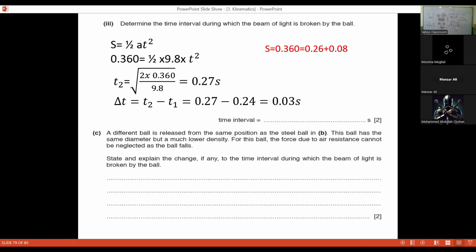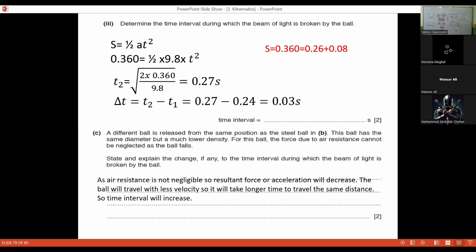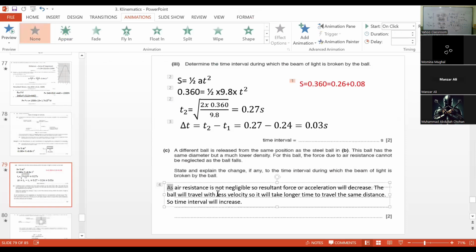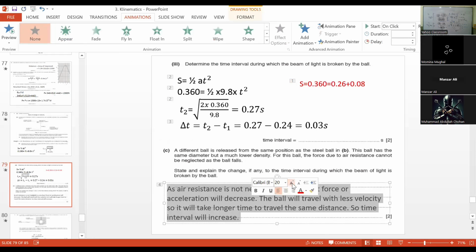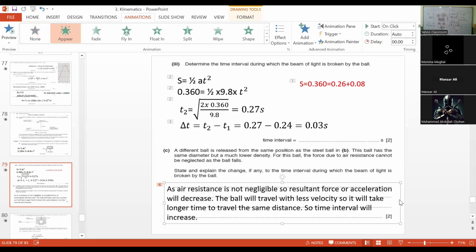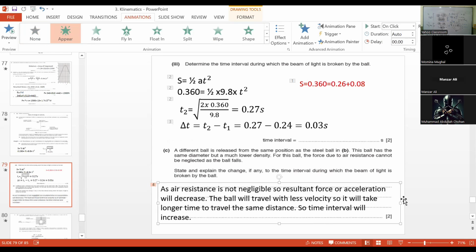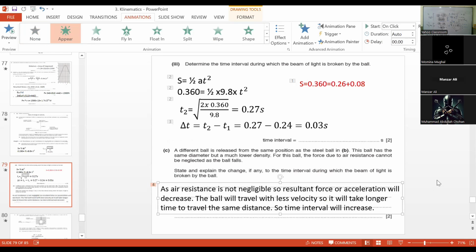Yes. आखिरी बॉल में कहते हैं a different ball is released with same position, a steel ball, much lower density, air resistance cannot be neglected. Of course, in that case, the velocity will be less and the time interval will be more, because वहां पे फिर उसकी एक्सेलरेशन सेम नहीं होगी और वो सेम स्पीड से मूव नहीं कर रहा होगा. अगर वो कम स्पीड से मूव करेगा तो वो ही डिस्टेंस जो पहले ट्रेवल कर रहा था कम टाइम में, it will take more time. In that case, time interval will increase. That is the logic for this question. Clear?